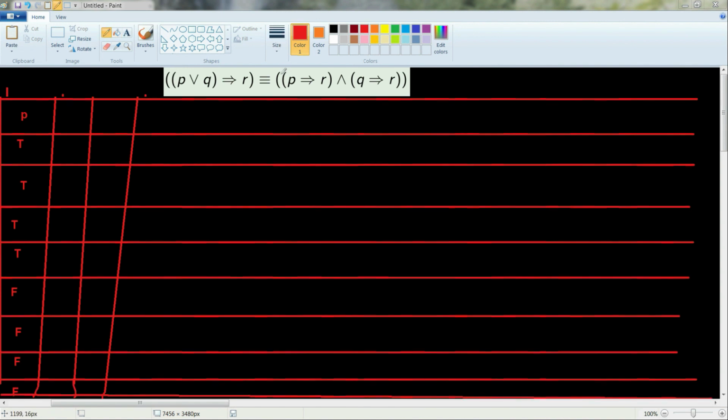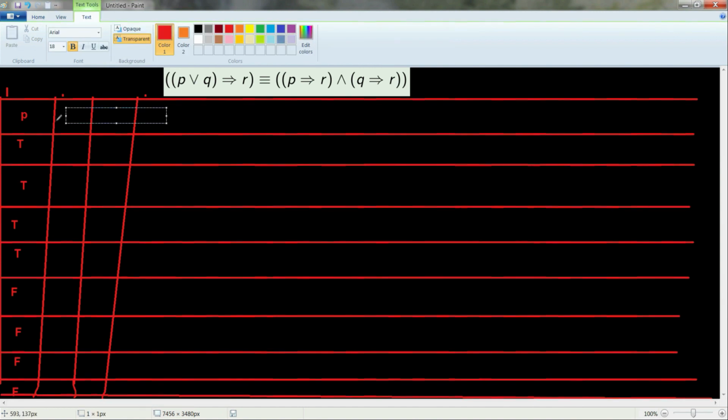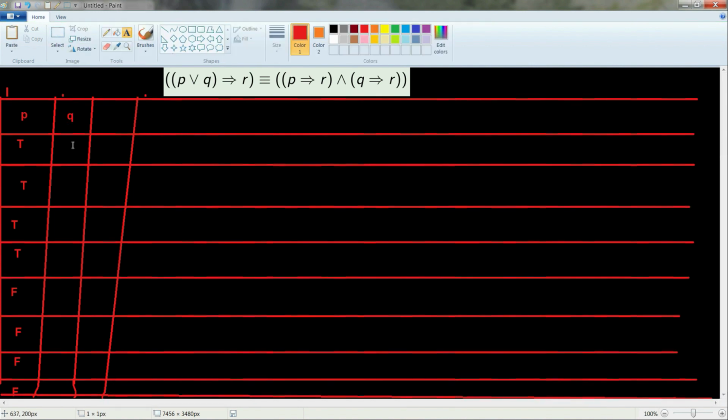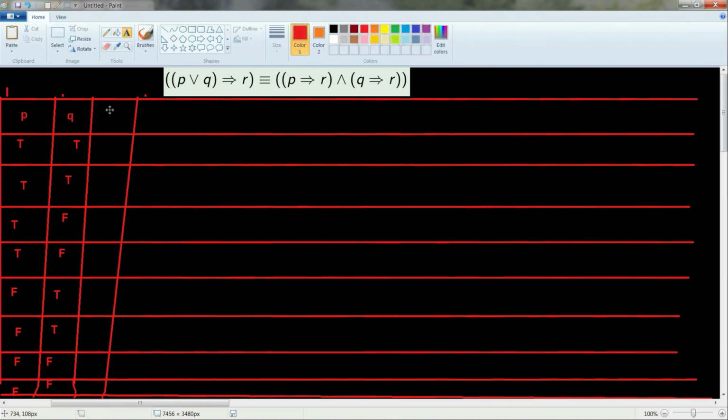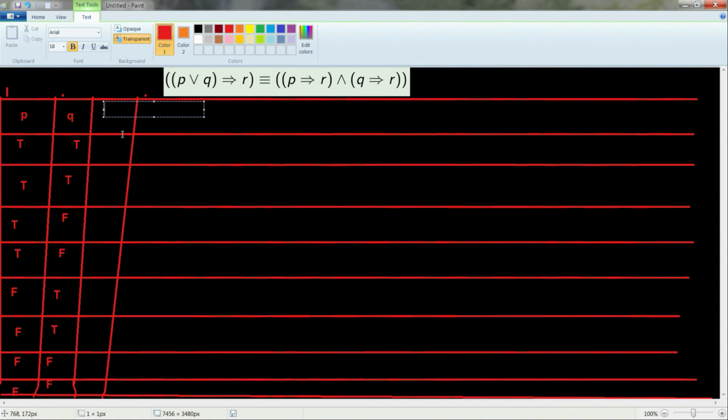So next, for Q, I'm going to simply alternate between true and false, but since I have one more statement variable, Q will act like P did in our previous truth tables. So I'm going to have true, true, false, false, and then true, true, false, false. Finally, for R, I simply alternate between true and false for all of the rows.